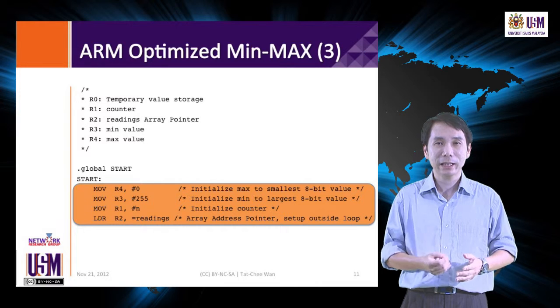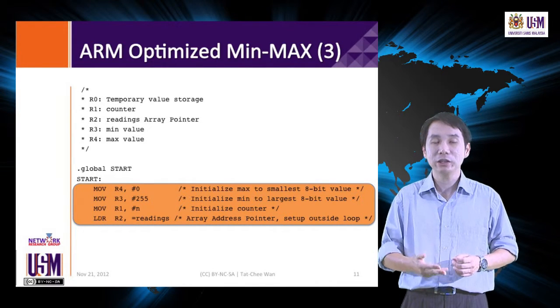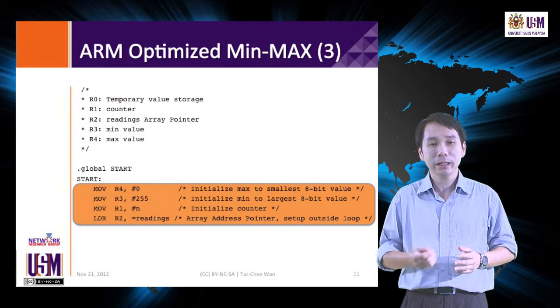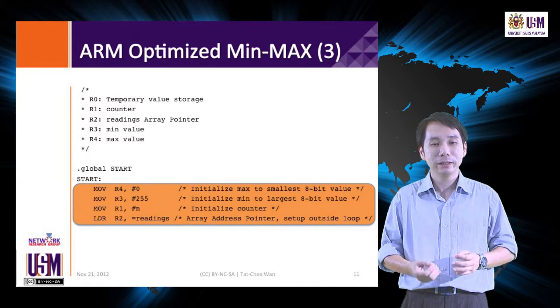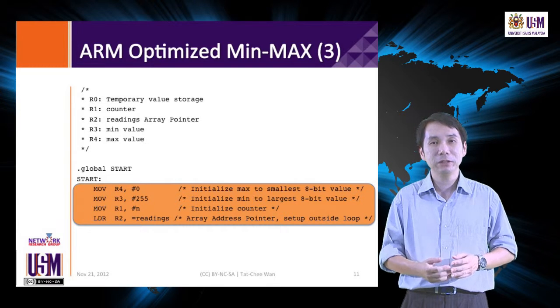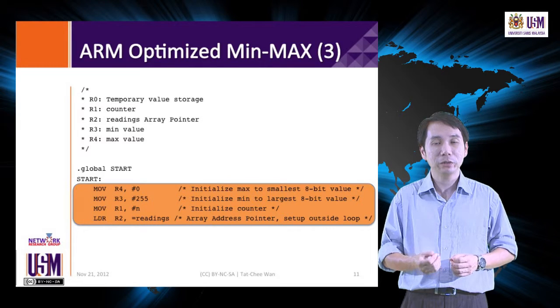First, we will start at the label start. The first instruction is to initialize R4, which is the maximum value, to 0, and R3, the minimum value, will be initialized to 255. Next, we will initialize the R1 register, which is keeping the value of counter, to the number of items that we have given by the constant n. And finally, we will initialize R2 as the pointer to the array readings.